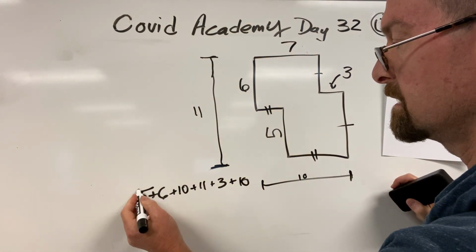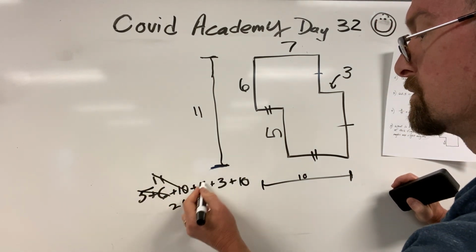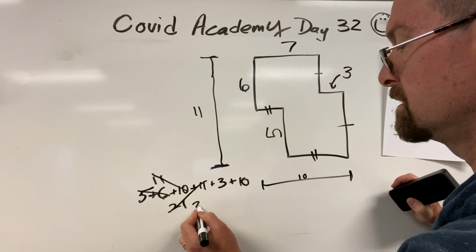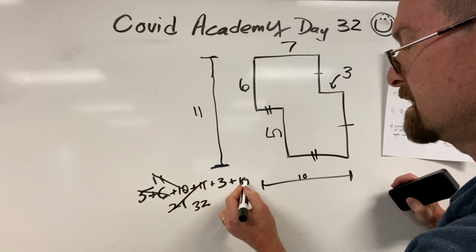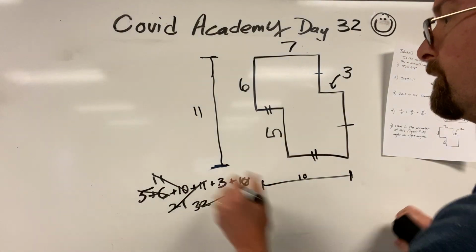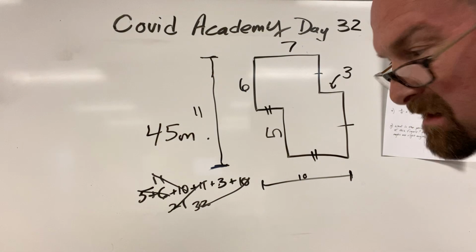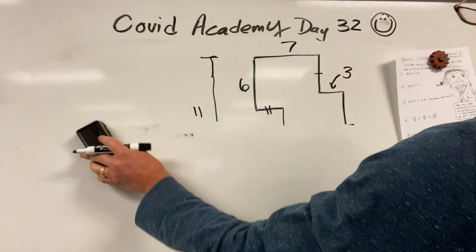So 5 and 6, that's 11. 11 plus 10 is 21. 21 plus 11 is 32. Plus that 10 right there is 42. Plus 3 more is 45. 45! Did you get that? Now some of you are thinking, did he get it? I don't think he got that right.